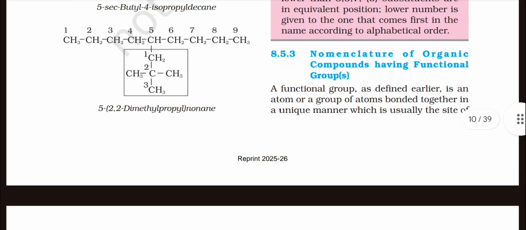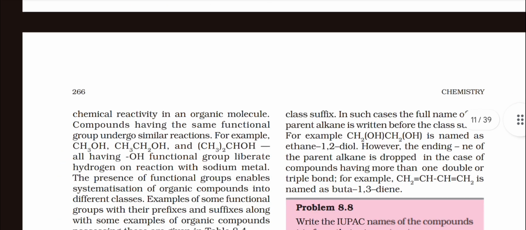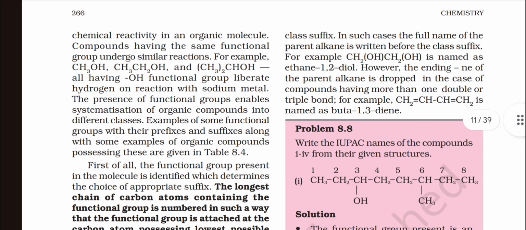Nomenclature of organic compounds having functional groups. A functional group, as defined earlier, is an atom or group of atoms bonded together in a unique manner, which is usually the site of chemical reactivity in an organic molecule. Compounds having the same functional group undergo similar reactions. For example, CH3OH, CH3CH2OH, and (CH3)2CHOH, all having the OH functional group, liberate hydrogen on reaction with sodium metal.